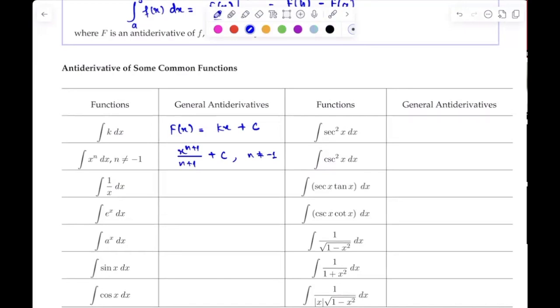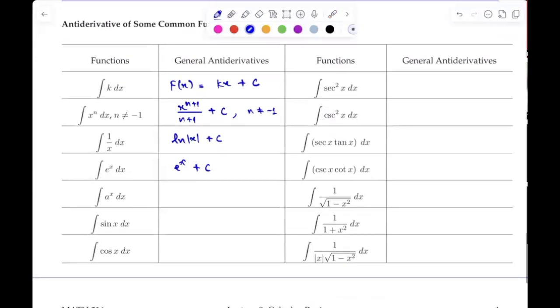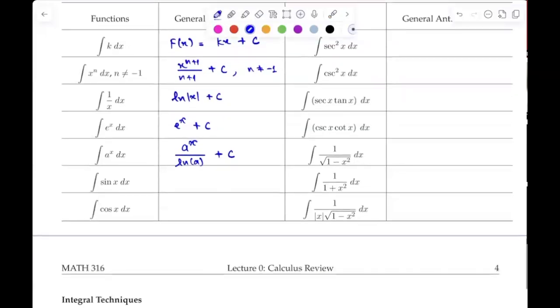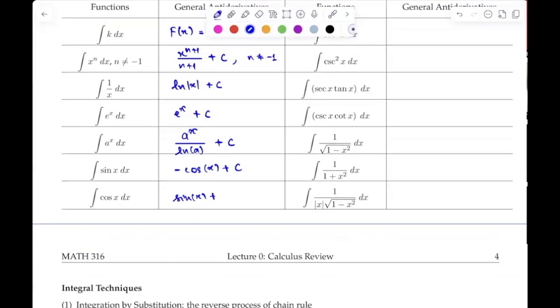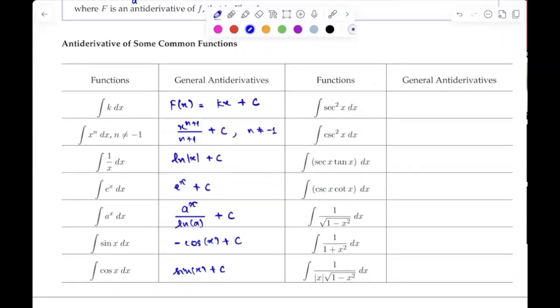The antiderivative of 1 over x is ln of the absolute value of x plus c. The antiderivative of e to the x is just e to the x plus c. The antiderivative of a to the x is a to the x divided by ln of a, plus a constant c. The antiderivative of sine of x is negative cosine of x plus a constant c. The antiderivative of cosine is sine of x plus c. The antiderivative of secant squared is tangent of x plus a constant c. The antiderivative of cosecant squared is negative cotangent x.